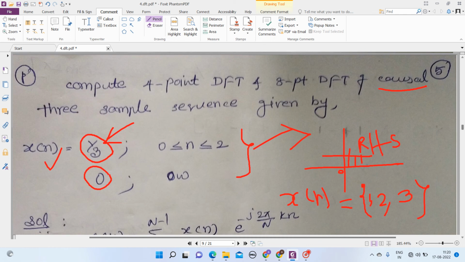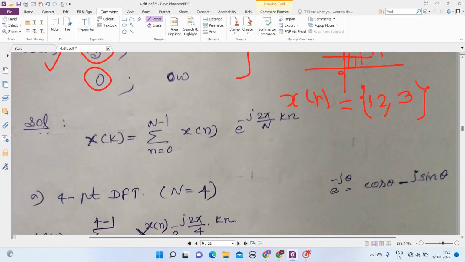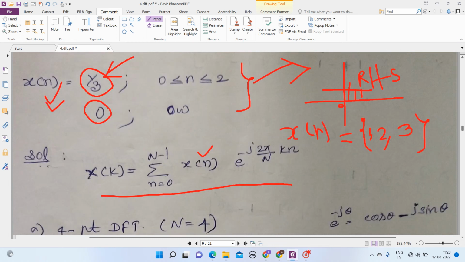So now we will solve the problem. This is the DFT equation, you know very well. X of k is the DFT of x of n. This is our x of n. Here we have to find the DFT of this x of n.